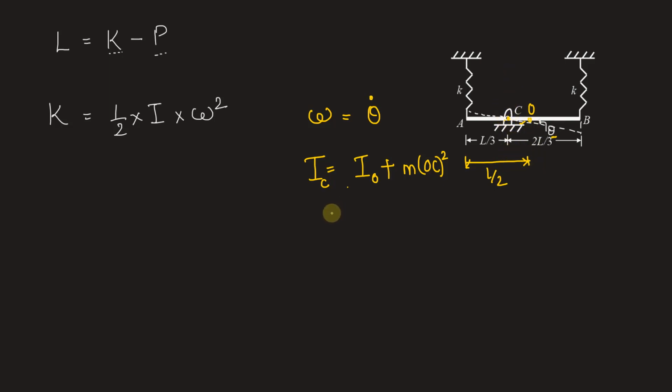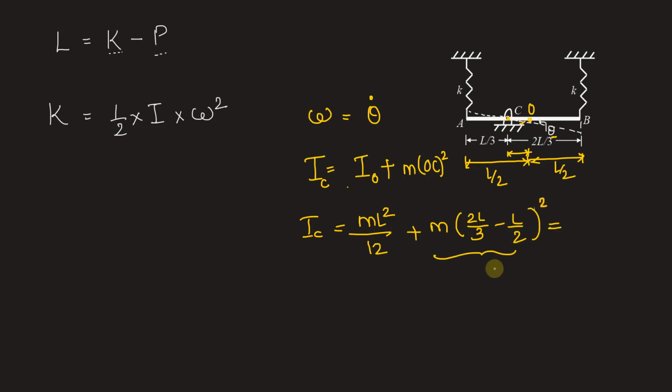So further substituting for IC, we have I naught is M L square by 12 plus mass of the rod M into OC, which can be calculated by subtracting this L by 2 from 2L by 3. That will be OC. So let's do it. 2L by 3 minus L by 2. This becomes M L square by 36, and finally we have M L square by 12 plus M L square by 36 is 4 M L square by 36, which is M L square by 9.